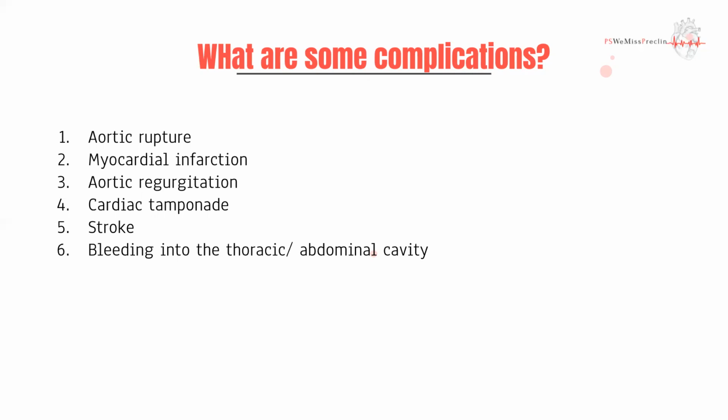Aortic regurgitation: again, with the extension of the false lumen backwards, if it invades the root of the aorta, you can often have aortic regurgitation. And that's quite commonly a valvular complication that might be picked up on a physical examination. You can have cardiac tamponade if the blood flows into the pericardial space. You can end up with strokes because this false lumen puts you at a much higher risk of thromboembolic events. And lastly, with any rupture, you can bleed into the thoracic or the abdominal cavity.